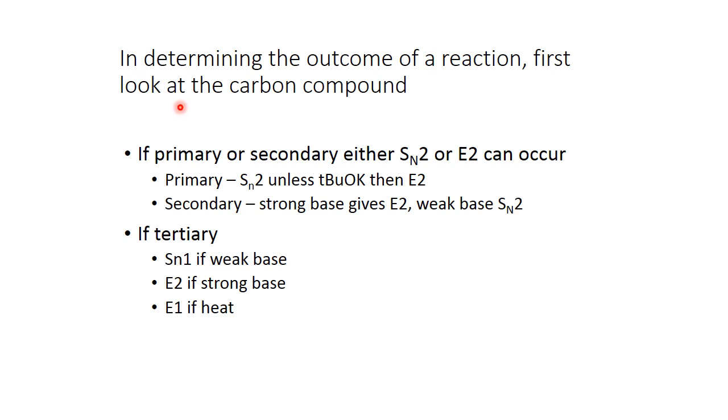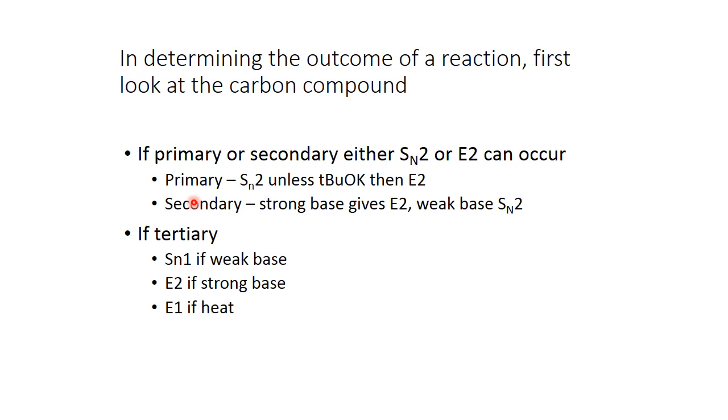Remember to first classify that carbon. Primary and secondary do SN2 or E2. Secondary and tertiary can do SN2 or SN1. Look then at the contributing factors: the nucleophile, the leaving group, and the solvent.